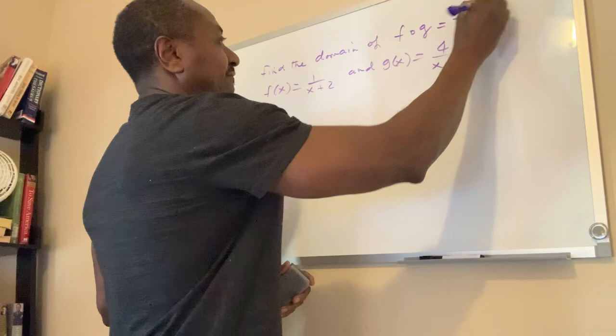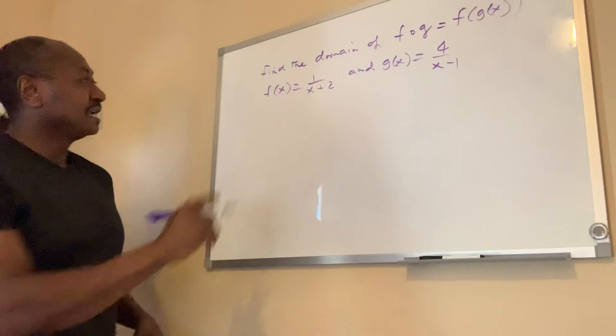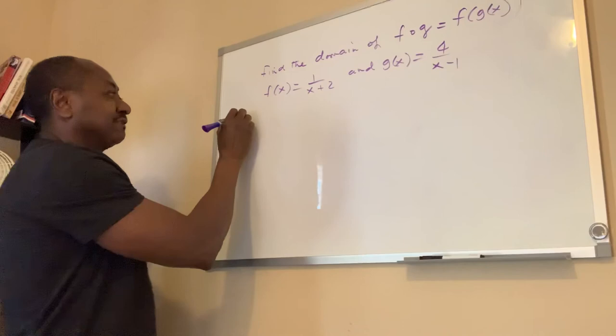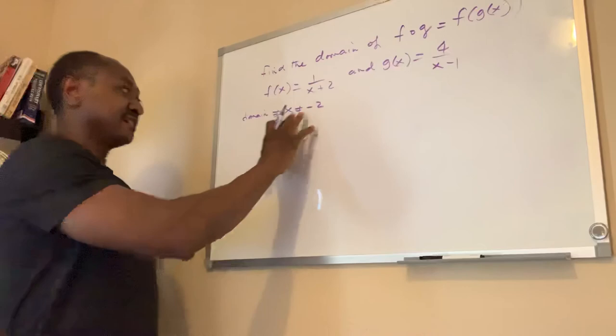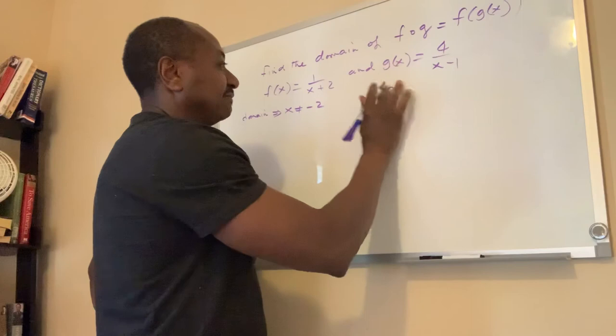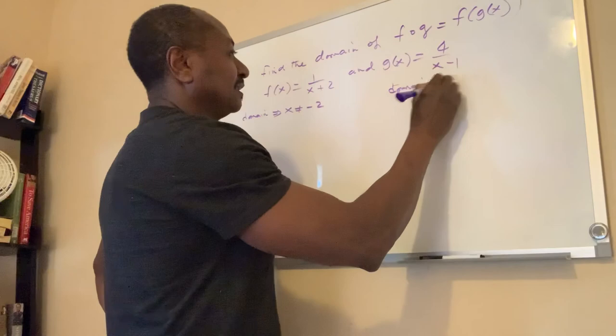The function g of x. So first, what you want to do is find the domain of the function f of x. If you look, the domain of f of x is: x cannot be equal to negative 2. So the domain here is the set of all real numbers except negative 2. The domain for g of x is also that x cannot be equal to 1.